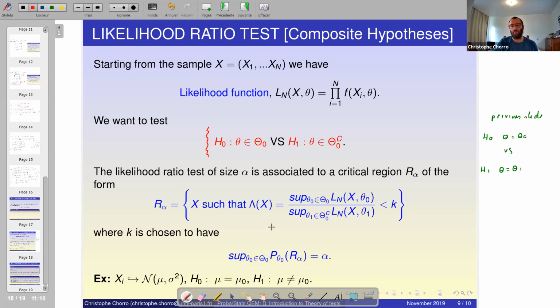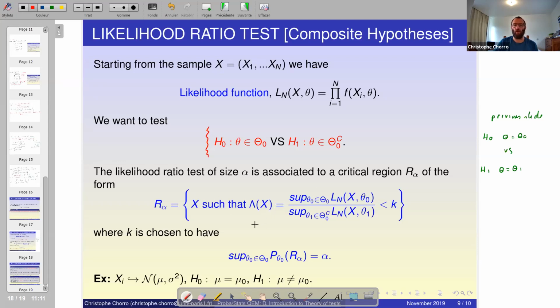So here the principle is the same, except that you don't have just Ln of x theta 0 over Ln of x theta 1. You have to take the supremum for the numerator over the parameters related to the null hypothesis, and over the parameters related to the alternative hypothesis. But the idea is exactly the same as the previous one. And in order to fix K, I fix the level, and in general, alpha equal to 0.05 or alpha equal to 0.01.